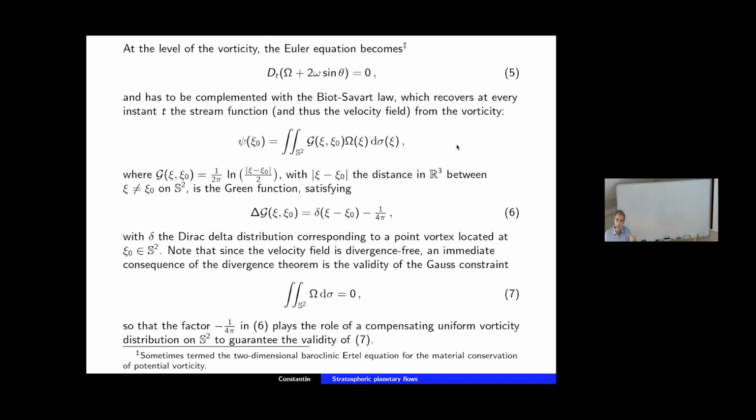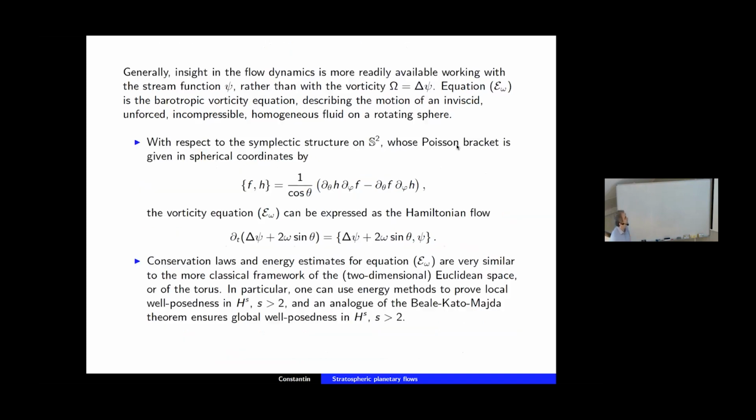Because you are on the sphere, you have the Biot-Savart law to recover the stream function from the vorticity by means of this integral. The Green function looks like this. This is the distance. It satisfies the standard equation with the delta distribution at some point, and this factor here is to enforce the Gauss constraint. Okay, so these are standard things, and still the equation.